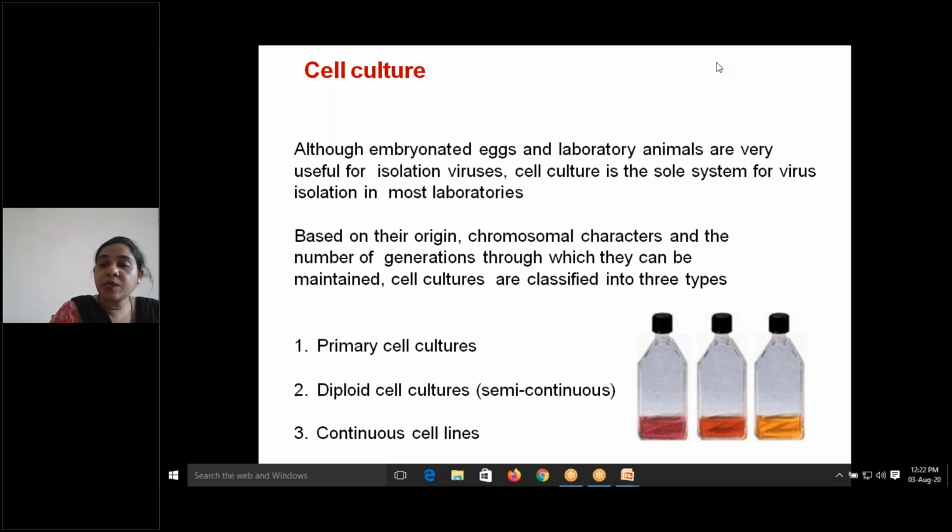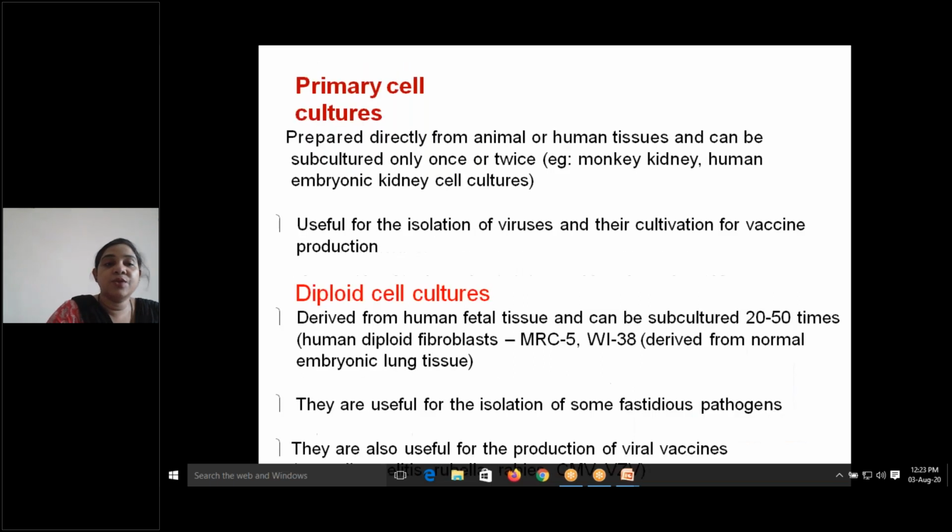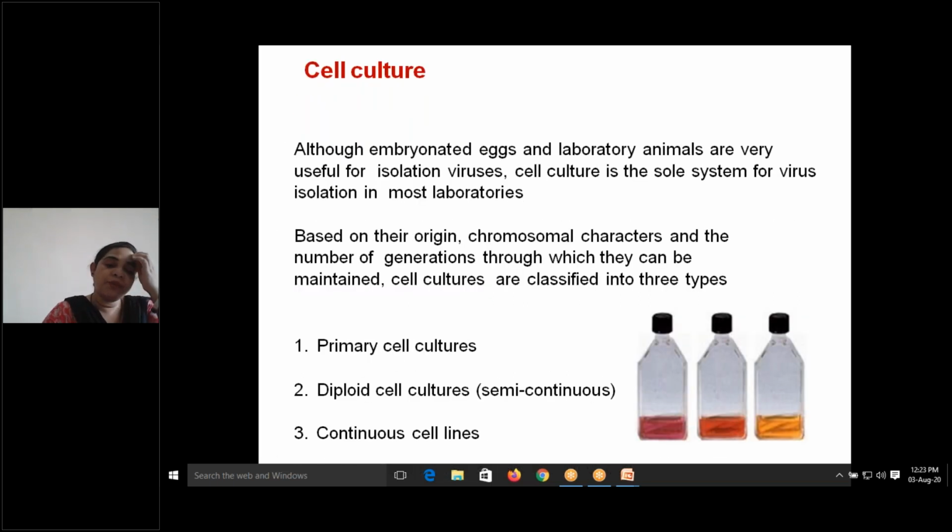We use special cell lines. These cell lines are maintained in viral culture media, and we classify them based on their origin, chromosomal characters, and the number of generations for which they can be maintained. Cell cultures are divided into three types. They are primary, diploid, and continuous.